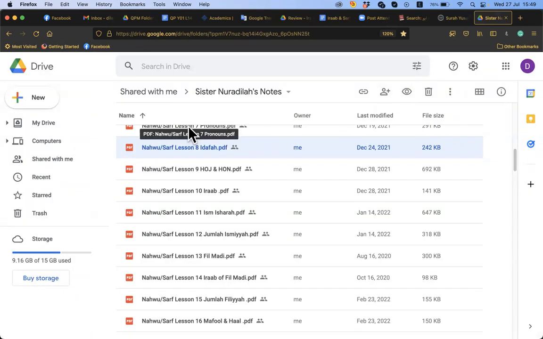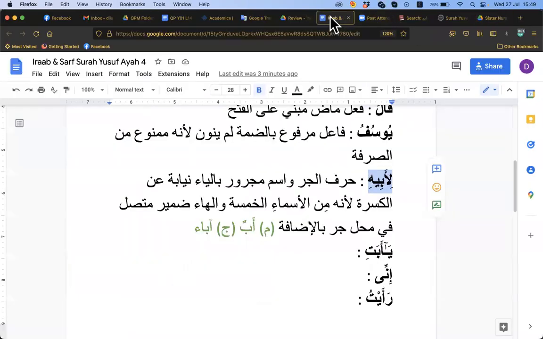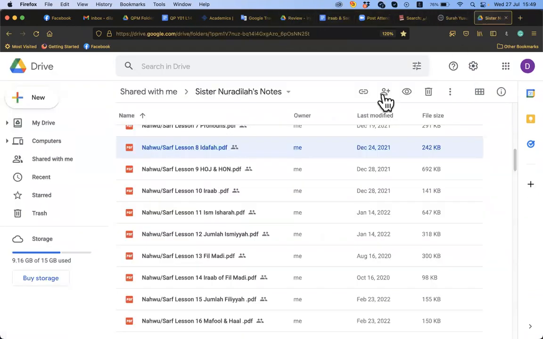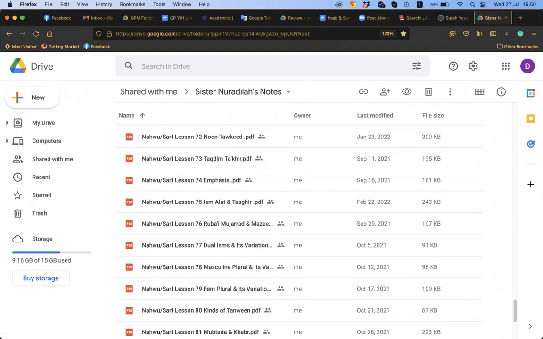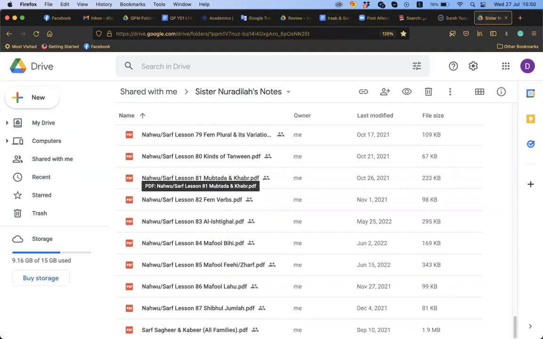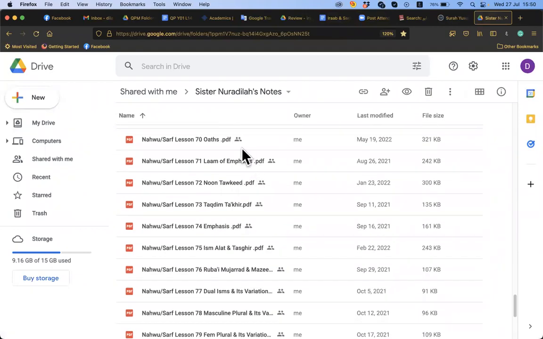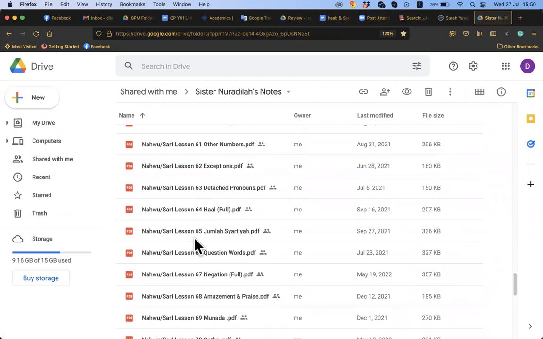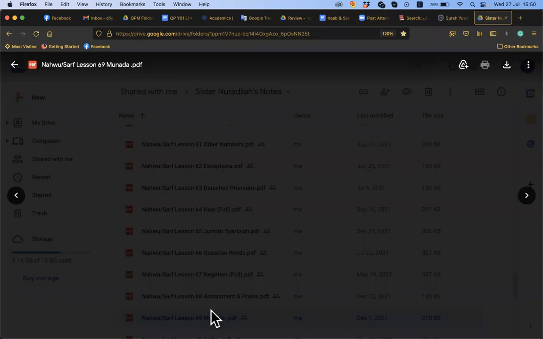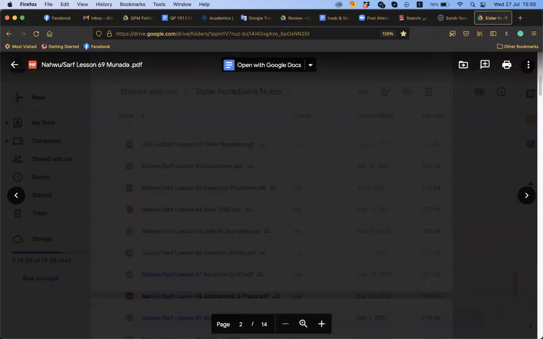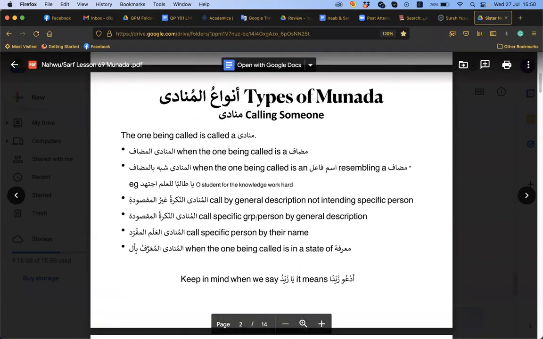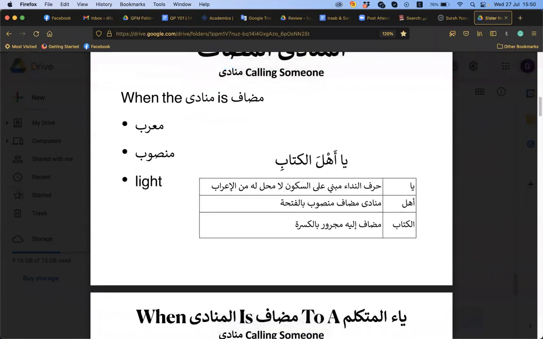Before we move on, the next word is Munada. Munada is a long topic. Obviously, we're not going to do all. We're going to do the two most common ones. The two most common, and you try to remember the name, the kind: Munada Mudaf, which is Munada, and it is an idafa, basically.